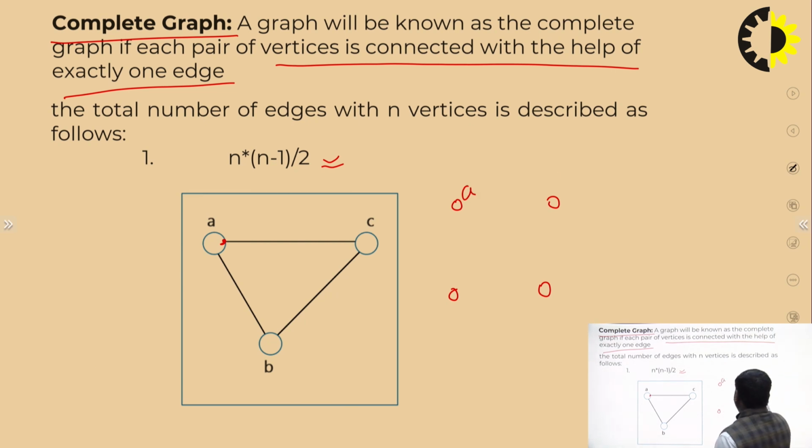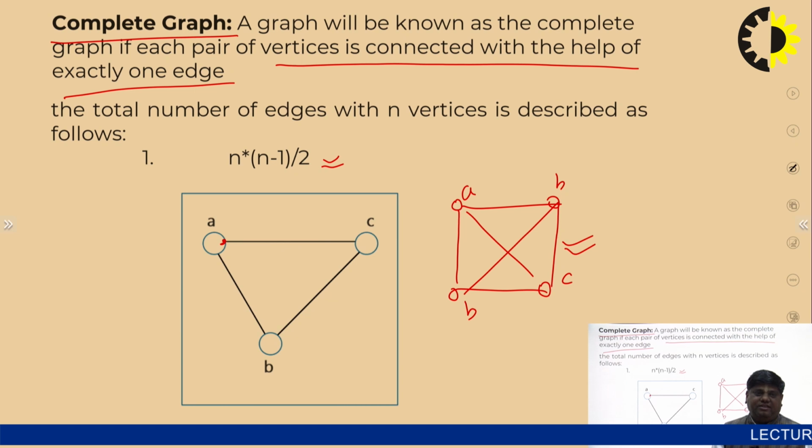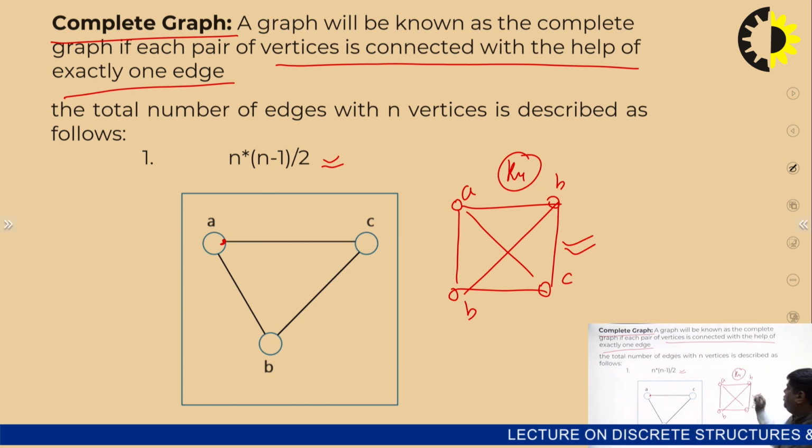It means there are nodes A, B, C and D. Node A is interconnected to B, C, D. Node B is interconnected to C, D and A. So node C is interconnected to all the nodes. Now, this is K4, K for complete, 4 is the number of nodes in the complete graph.